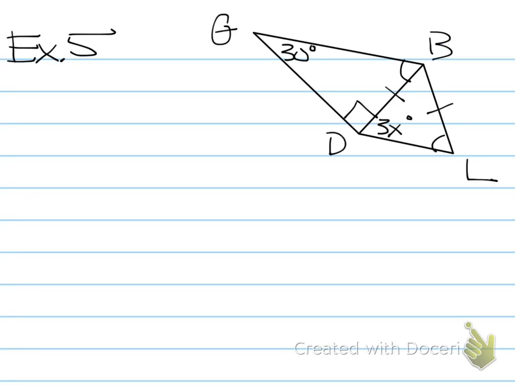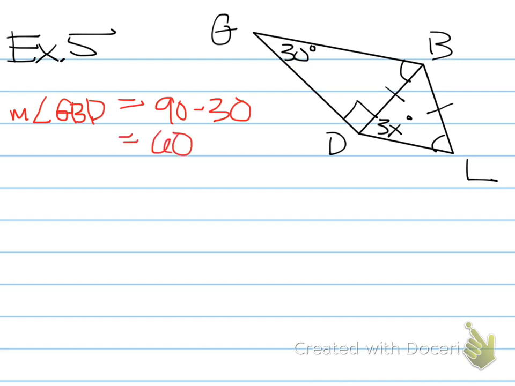In this example, we need to first find out what the measure of angle GBD is, and the easiest way to find that angle is just to subtract 30 from 90, since the two acute angles of a right triangle are complementary. So angle GBD is actually going to be 60, and we have in the figure indicated that angle GBD is congruent to angle BLD. So BLD and BDL are the base angles, so they're both going to be congruent. So they would both be 60.